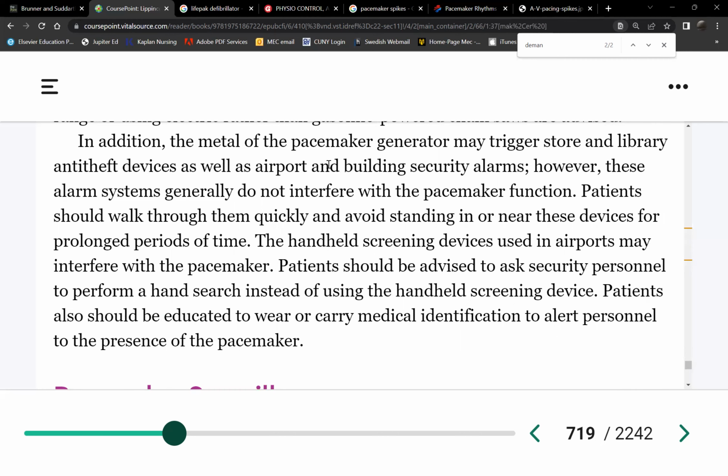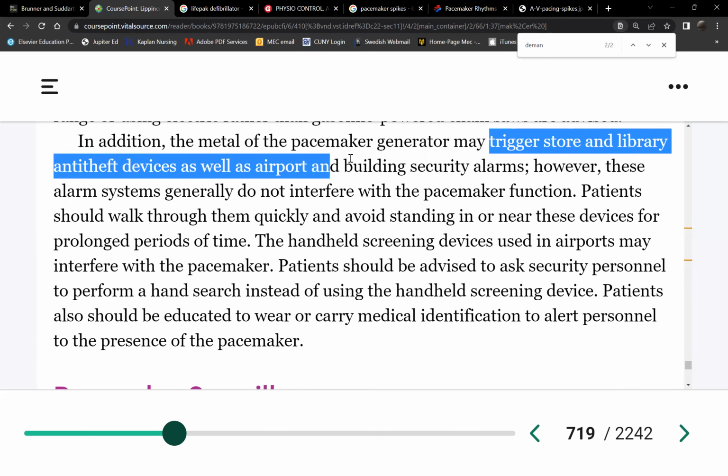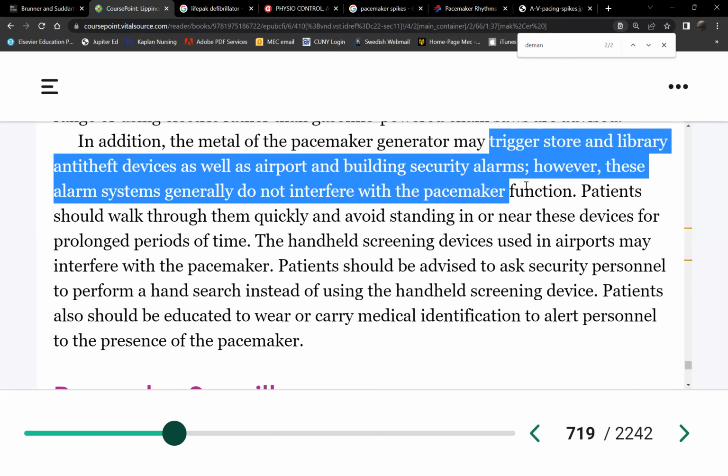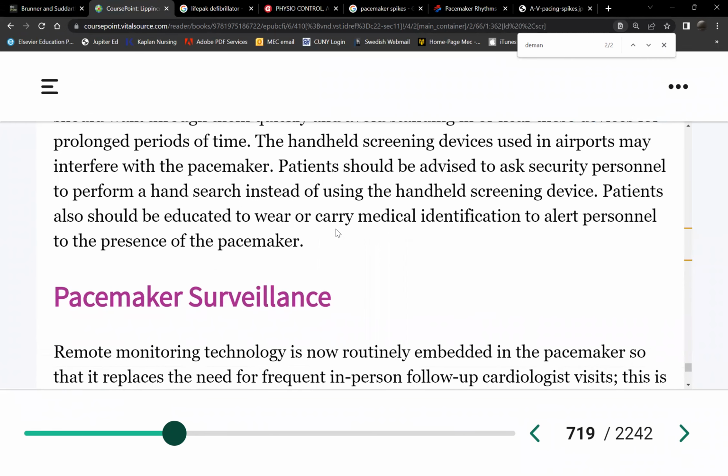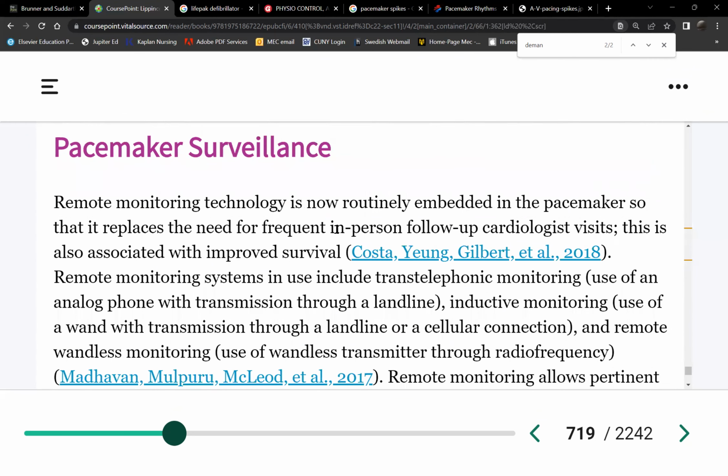Here about TSA, go through the airport. It will trigger store and library anti-theft devices. However, these do not interfere with pacemaker function, except again that large one. When you're getting an MRI or a CT scan, depending on the type of pacemaker you have, there are MRI safe pacemakers now. This is the 21st century. We do have MRI safe pacemakers, but you have to ask what type you have. If you have an older one, then definitely no MRIs.